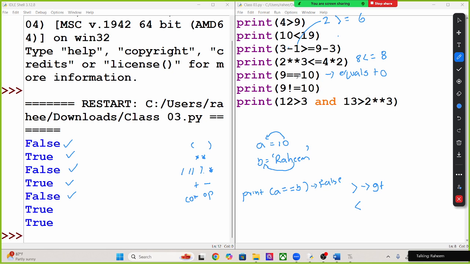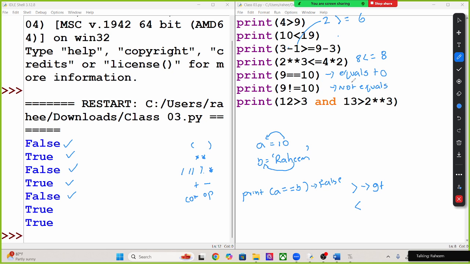So if we use two equal signs, we are checking whether these two values are equal or not. If it is equal, it prints true. If it is not equal, it prints false. Now, this is not equals.